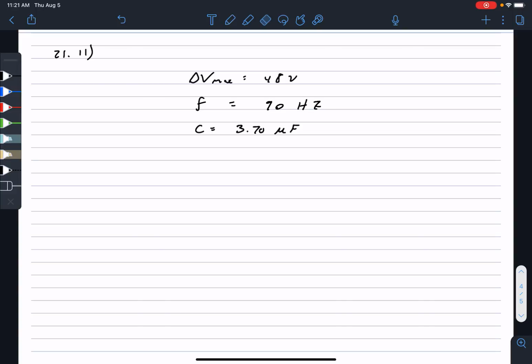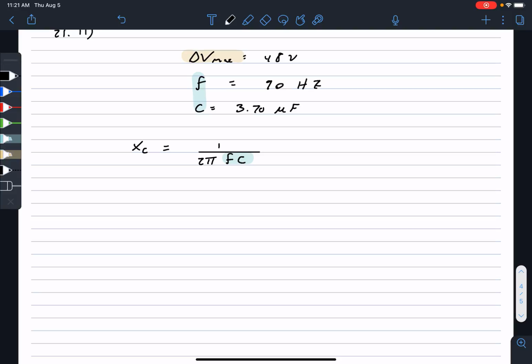we want to consider that we have a relationship for reactance, right? 1 over 2 pi times f times C. So that'll prove useful here, right? And then we have V max, and we can relate that to XC. How can we do that? Well, we have a relationship, I think it was equation 21.6 in the summary. V RMS is equal to XC times I RMS.